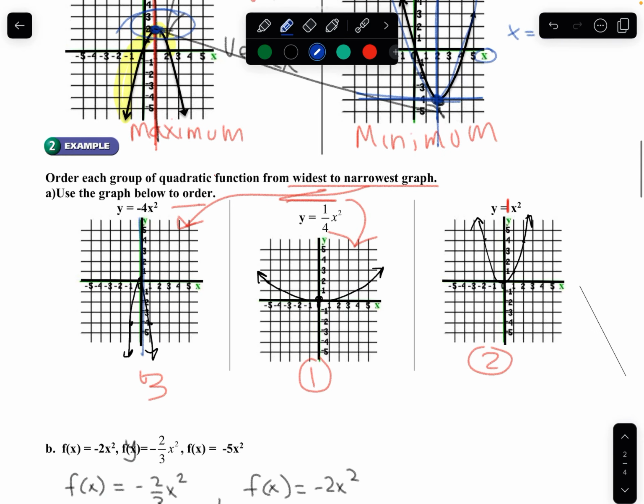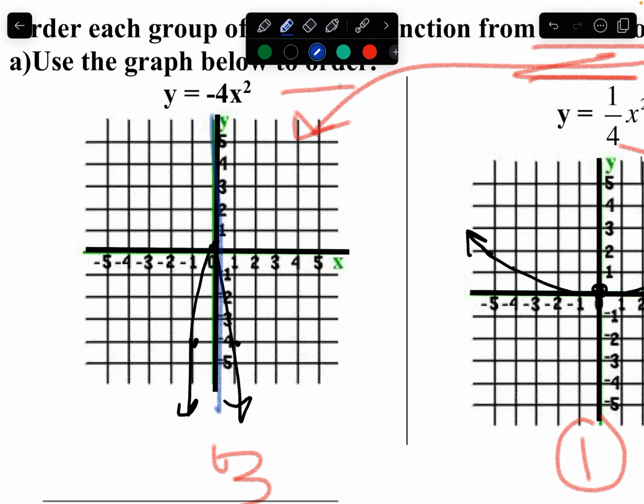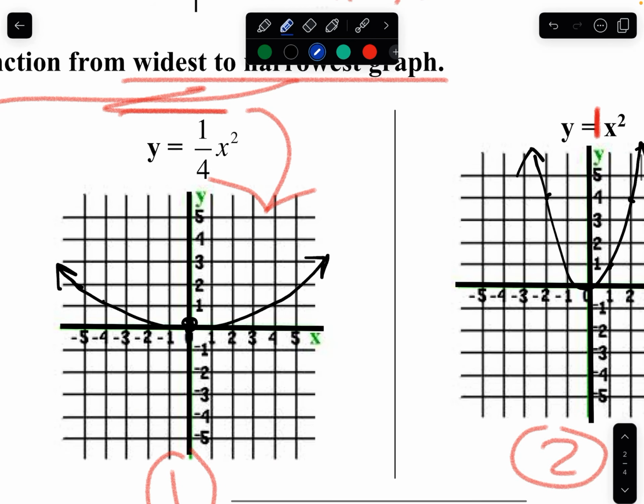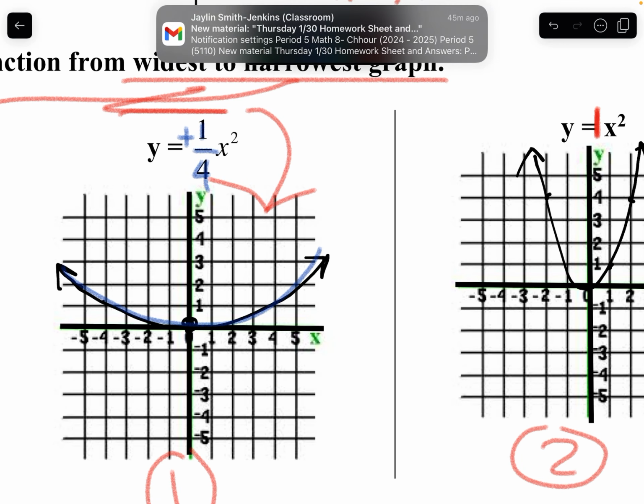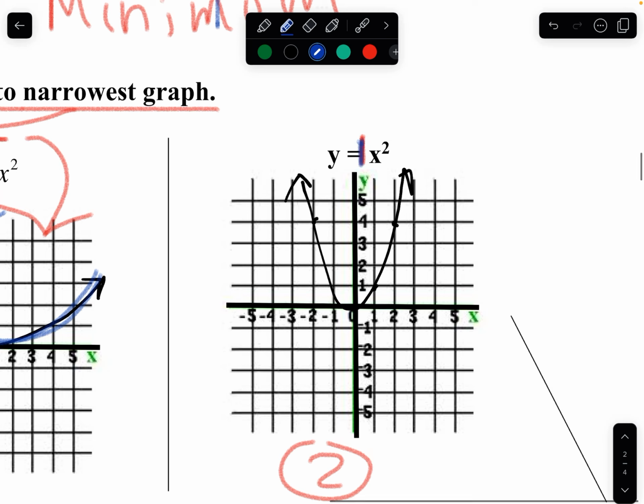Okay, so when you're ordering the graph, notice this is a very narrow graph. So this only tells if it goes up or down. This is going down, but that's 4, it's narrow. Notice this is positive, so this parabola is going upward, and when it's a fourth, it gets wider. The smaller the leading coefficient is, the wider it is. Notice the leading coefficient here is 1, so it is narrower. It's positive, facing up.